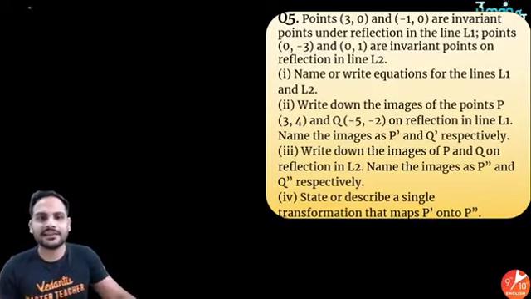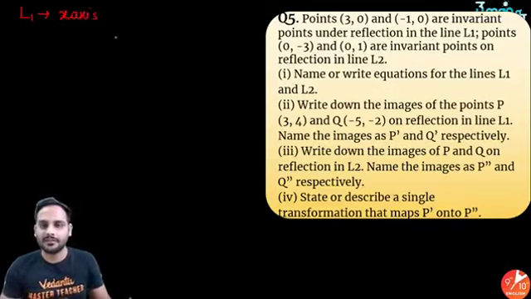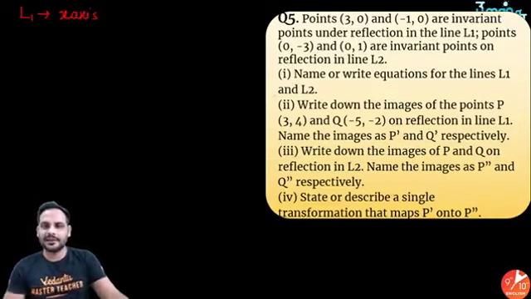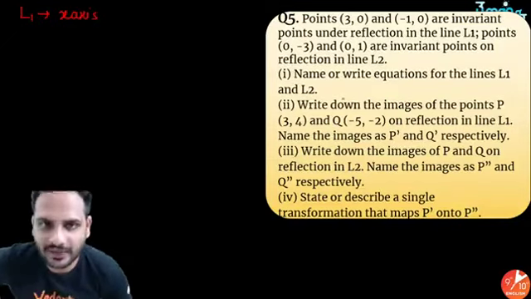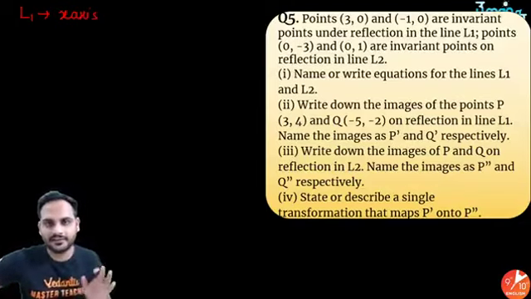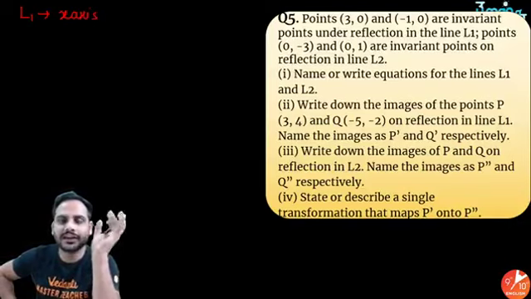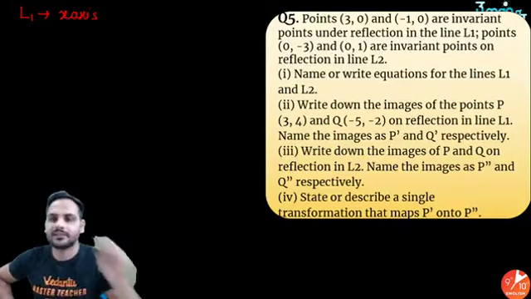So reflection under line L1 means L1 represents your x-axis, right? Because (3, 0) and (-1, 0) will be invariant if the reflection is under the x-axis, because all the points on the x-axis are invariant when we are doing the reflection under the x-axis.